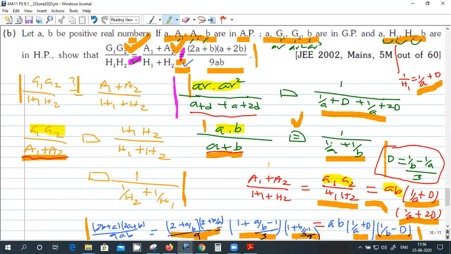Is it clear? Yes, sir. Okay. So whenever there is HP, you try to handle the reciprocals because that will be in AP.